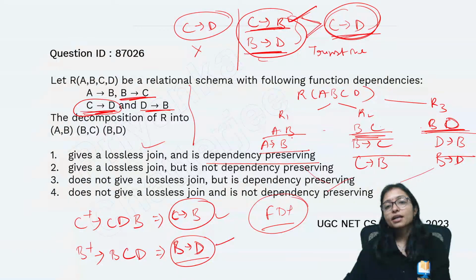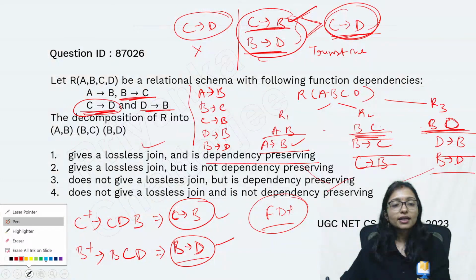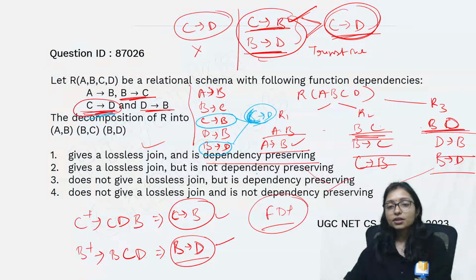In the list I am getting here A implies B. Here I am getting B implies C and C implies B. Here I am getting D implies B and B implies D. Now from these I am getting back C implies D, C implies B and B implies D. From these I can get back C implies D, which was my target. Since I am getting it back, it is dependency preserving.